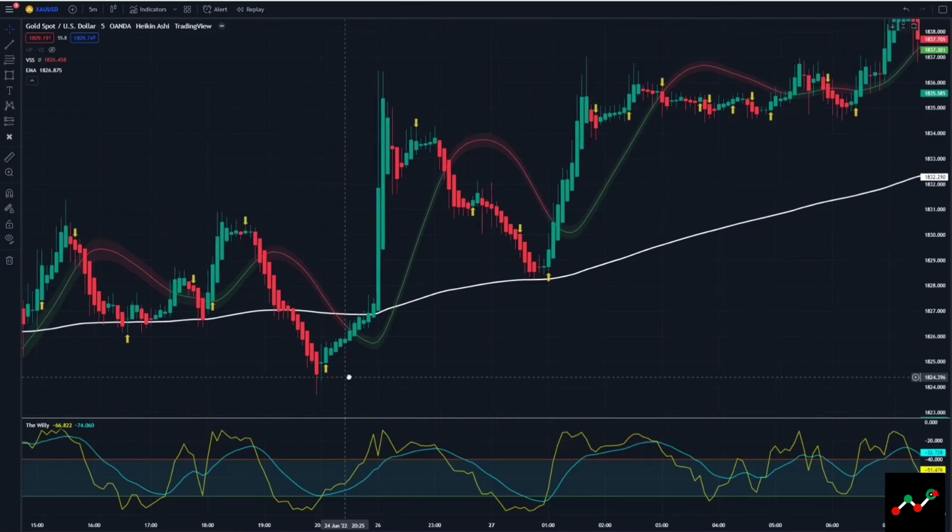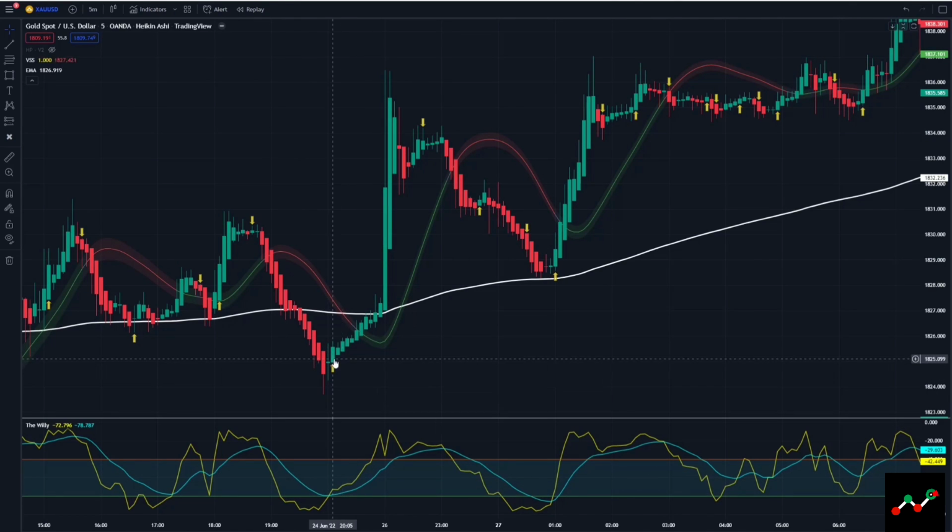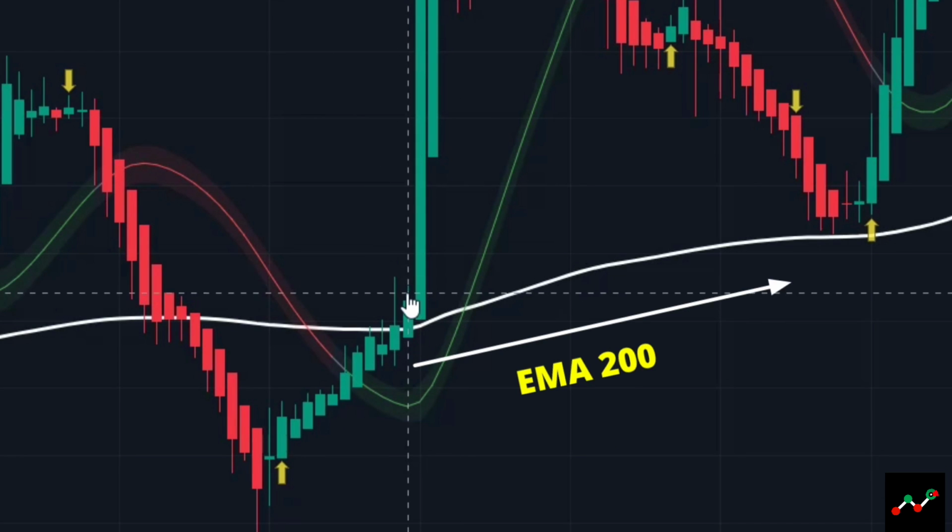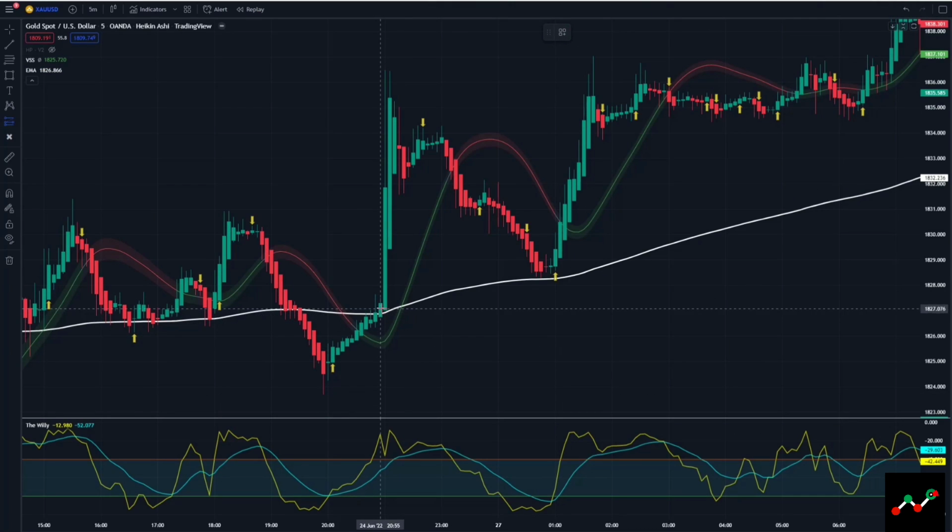See here, both indicators have given buy signals. We wait for this graph to turn green and move upwards, and also a green candlestick should close above the EMA 200 line. Here I open the buy trade.